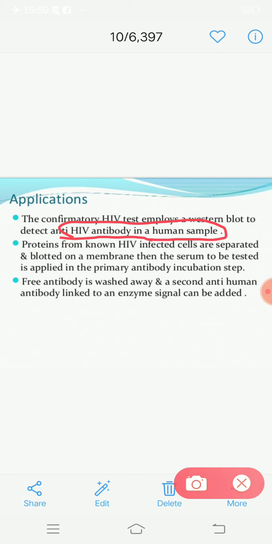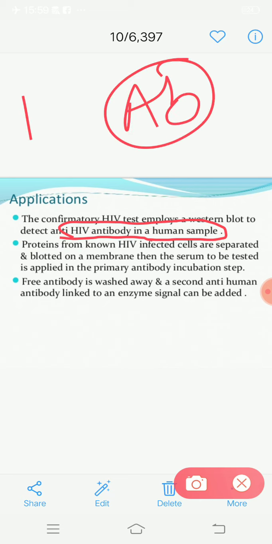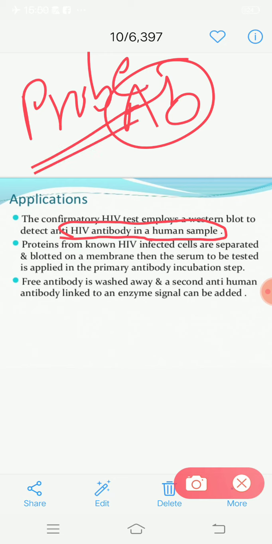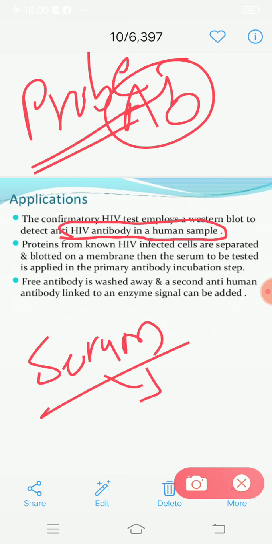Means the same Western blotting technique is done over here, and then the serum is to be tested. In the serum, antibody is present, and the antibody is our probe. The serum is applied in the primary antibody incubation step. Means the serum isolated from that patient is used as the primary antibody, the primary probe. Then the free remaining antibody is washed away, and a second anti-human antibody is used as a second probe.